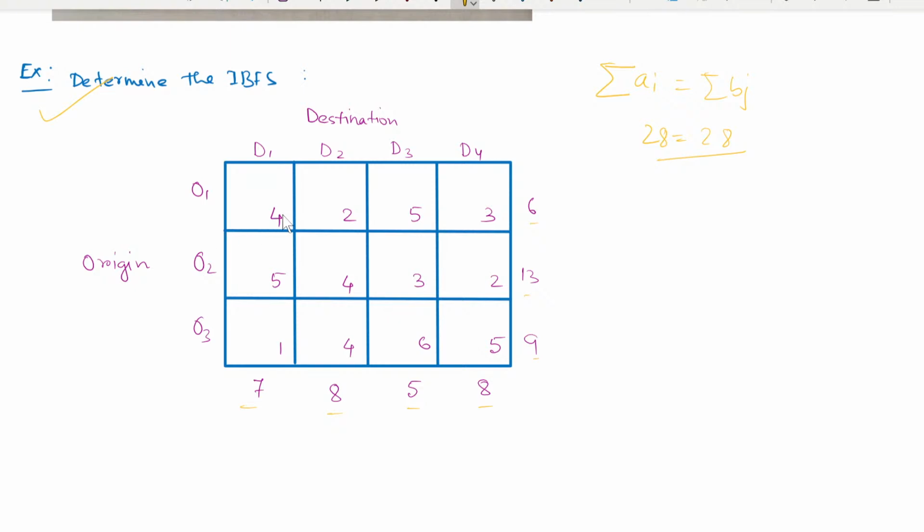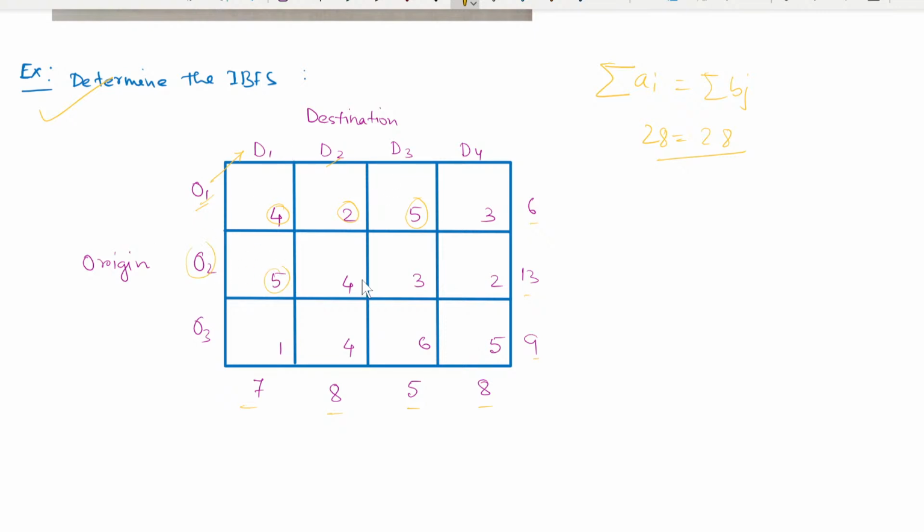This cost represents an important thing. From origin O1 to destination D1, the transportation cost is 4 units. From origin O1 to D2, the transportation cost is 2 units. From origin O1 to D3, 5 units. It goes on like this, okay. So we have to minimize this cost. From O2 to D1, this cost is 5.